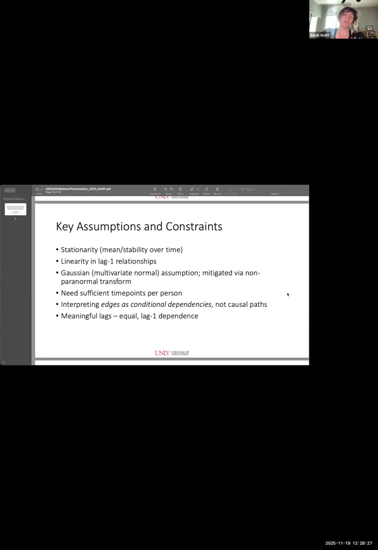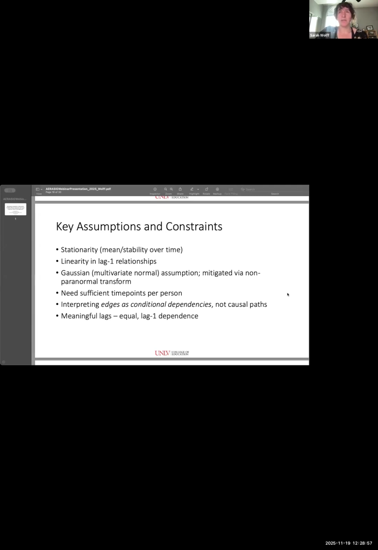We assume a Gaussian multivariate normal distribution, which can be easily mitigated with nonparanormal transformations. Most of the time we don't end up with nice, beautiful multivariate normal distributions in our data. You need sufficient time points per person for this. Interpreting those edges again as conditional dependencies, and that meaningful lags make sure that we have lag one dependence.